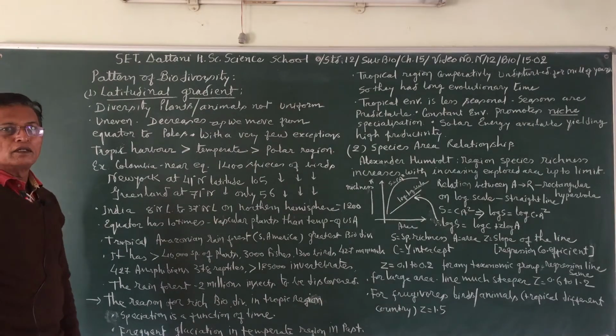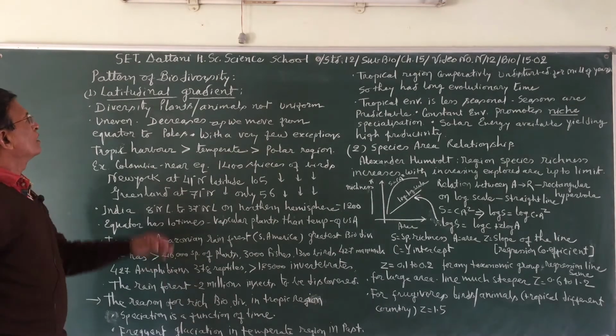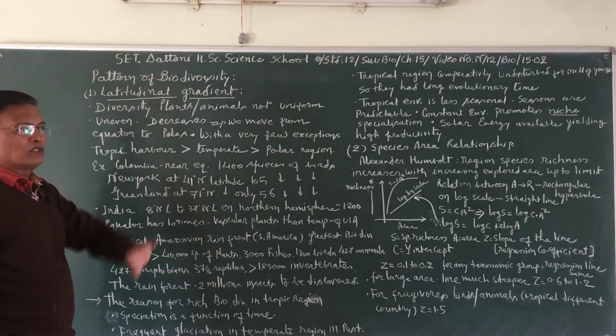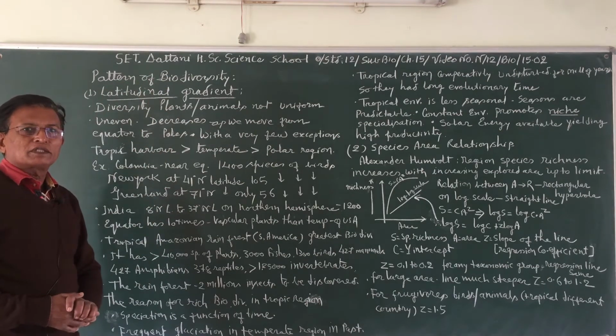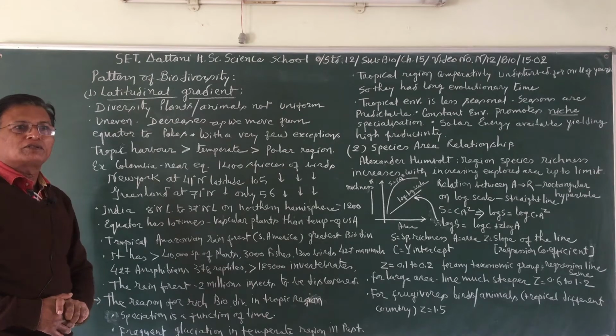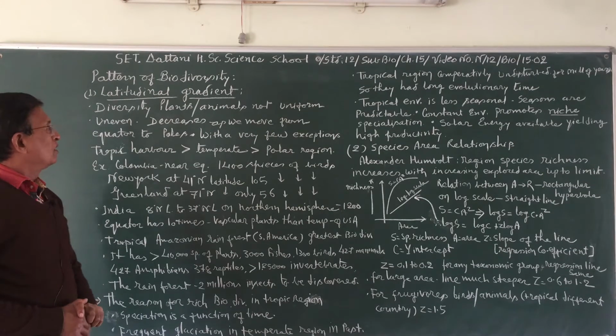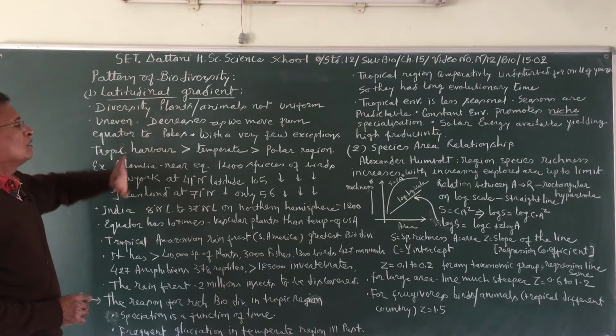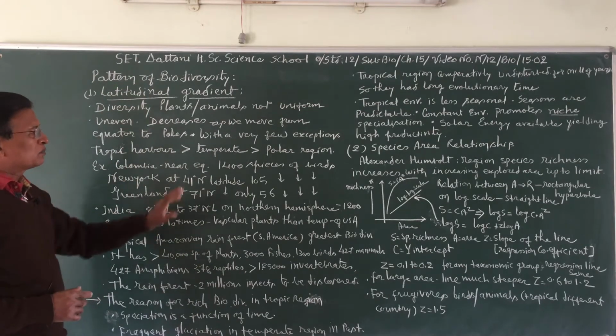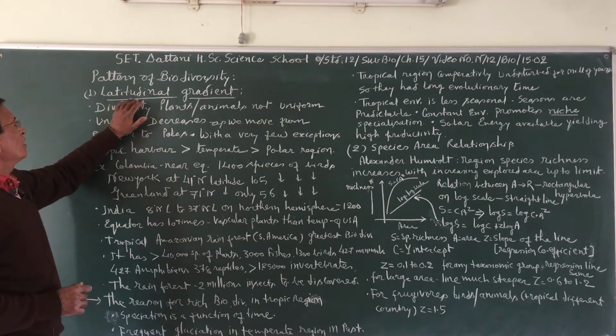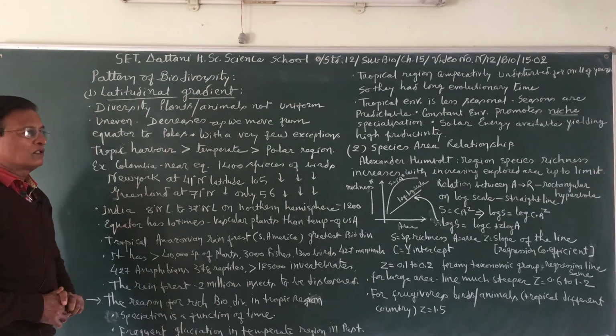Hello, dear student. Today we will learn about the pattern of biodiversity. As we stated earlier, biodiversity is found all over the world, and due to that, living beings are able to survive. So far as the pattern is concerned, it is of two types. One of them is the latitudinal gradient.